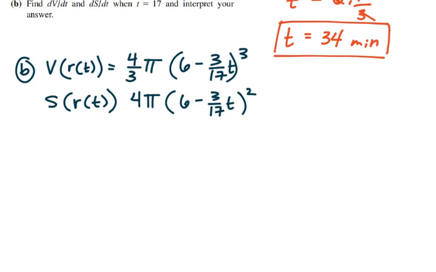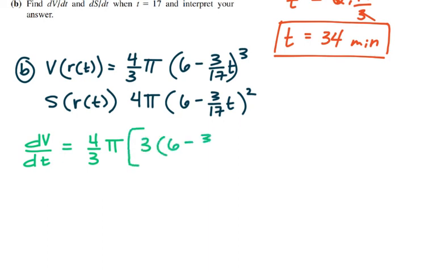So I'm going to find the derivative of each. And because these are now composition functions, I need to use the chain rule. So for the derivative of V with respect to t, this coefficient 4/3 pi, remember pi is a number, so 4/3 pi is a constant coefficient that will remain. And we'll take the derivative of this. That's going to be 3 times (6 minus 3/17 t) to the second power. So I used the power rule.